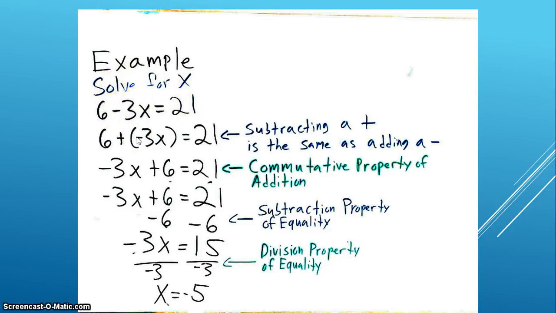We're going to rewrite it so we have the variable first, so that we know that subtracting a positive is the same as adding a negative, so we get 6 plus negative 3x equals 21. Addition is commutative, so we can rewrite it saying negative 3x plus 6 equals 21. We subtract 6 from both sides using the subtraction property of equality. We divide by negative 3 on both sides by division property of equality, and we get x equals negative 5. And that is the end of the video.